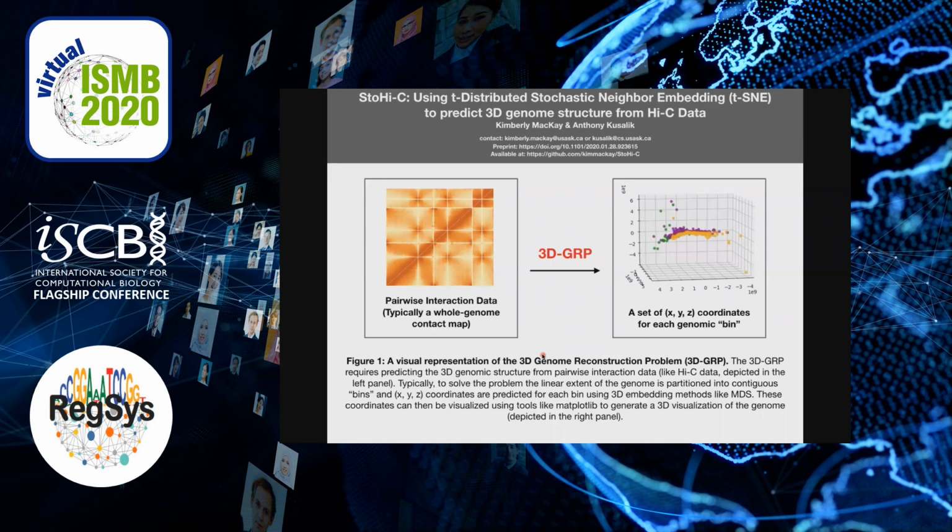I'm from the University of Saskatchewan and I'm here to talk about our poster called StoHi-C, using t-distributed stochastic neighbor embedding to predict 3D genome structure from Hi-C data.